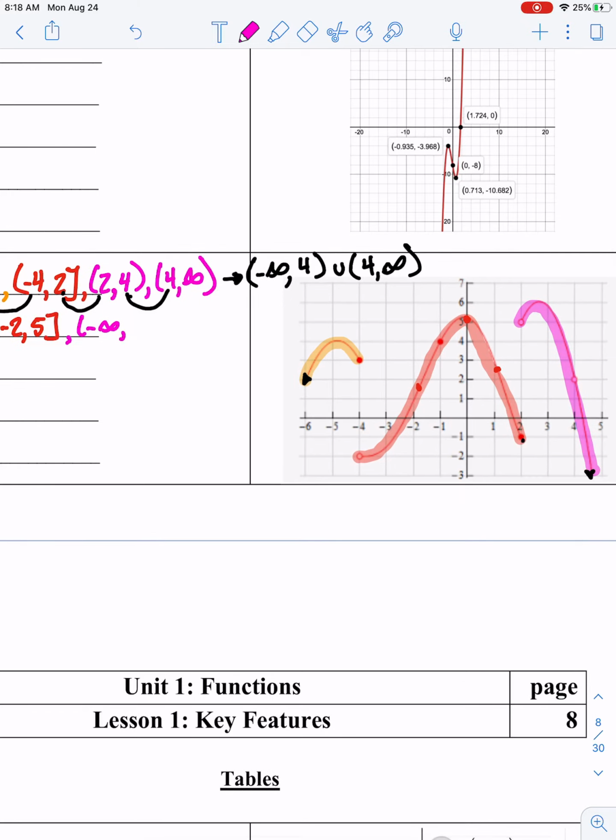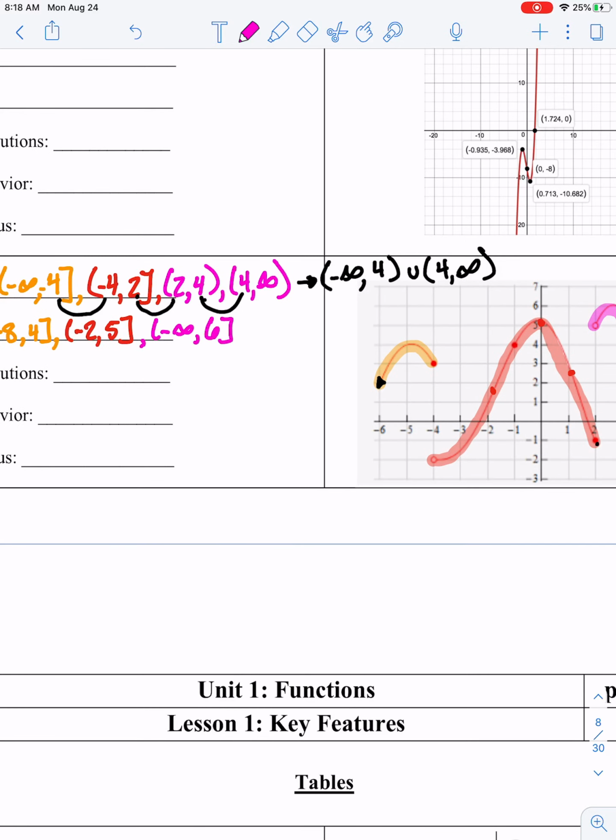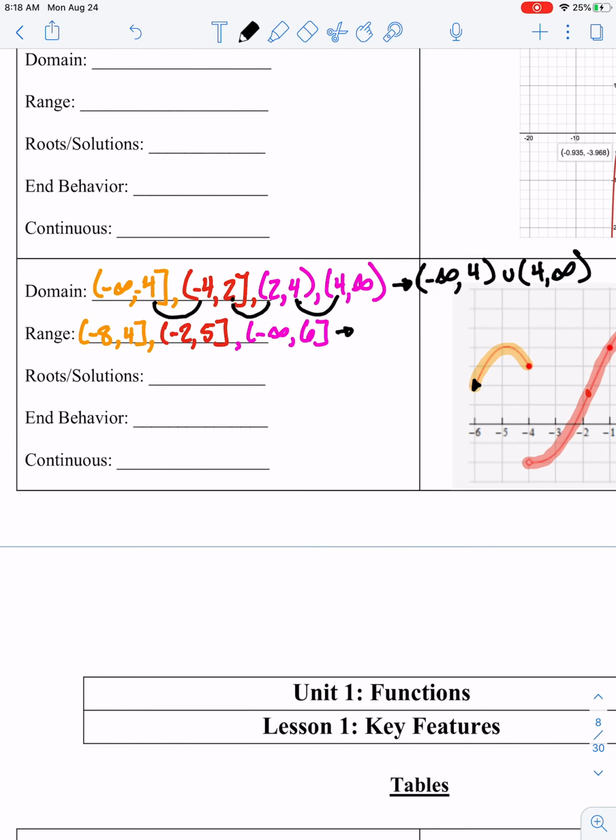And it goes all the way up until 6. And now again, I want to try and condense this like we just did with the domain. So instead of going left to right like I did for the domain, I want to go from my smallest value that I begin with. So out of -8, -2, and negative infinity, I want to start with the smallest, which negative infinity is the smallest. And then 6. I want to then look for my biggest. So I have 4, 5, and 6. Well, 6 is my biggest.